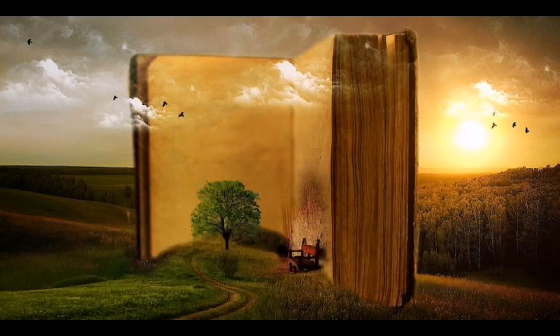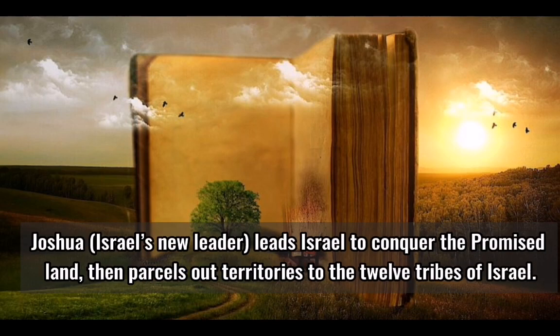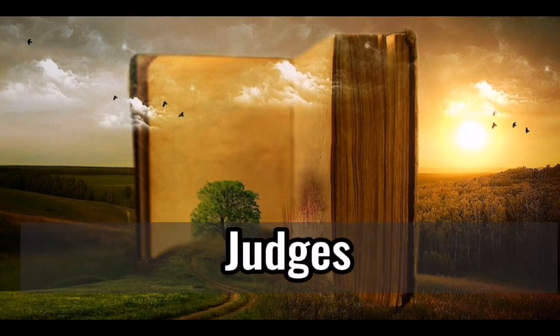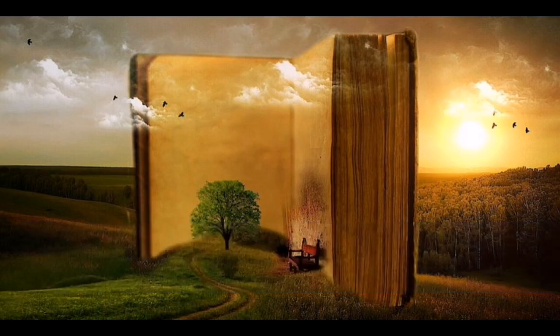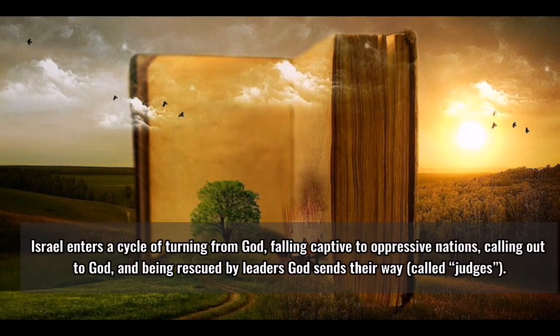Joshua. Joshua, Israel's new leader, leads Israel to conquer the Promised Land, then parcels out territories to the 12 tribes of Israel. Judges. Israel enters a cycle of turning from God, falling captive to oppressive nations, calling out to God, and being rescued by leaders God sends their way called judges.